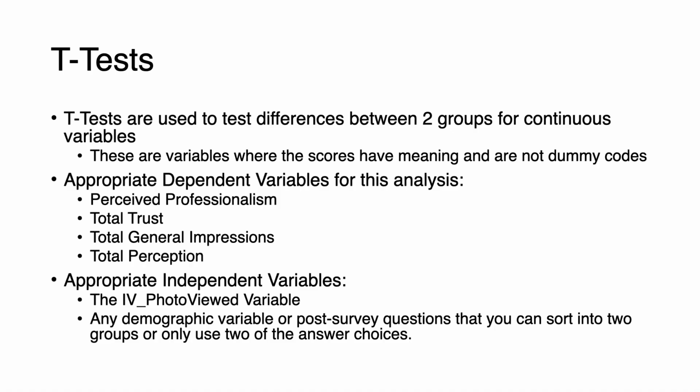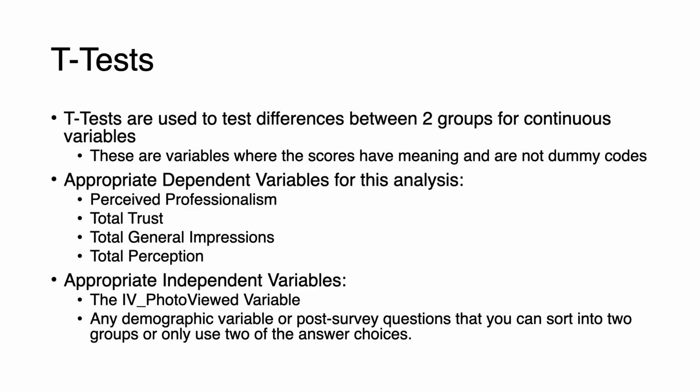So I do want to discuss the t-test because this is something we haven't used in this class yet. T-tests are used to test the differences between two groups for continuous variables only. Continuous variables are variables where the scores have meaning, so the higher the score, it means something, and they're not dummy codes. Dummy codes are the numbers that are assigned, for example, to the individual Likert scale options. The numbers themselves don't mean anything. It just allows the data to be measured with a statistical test.